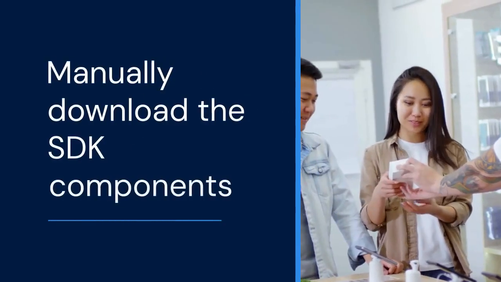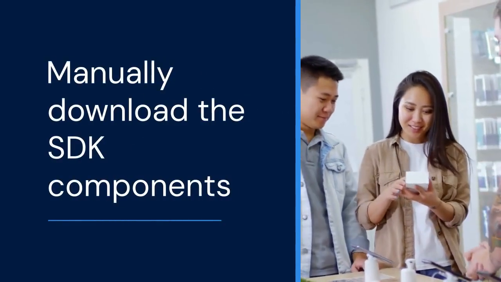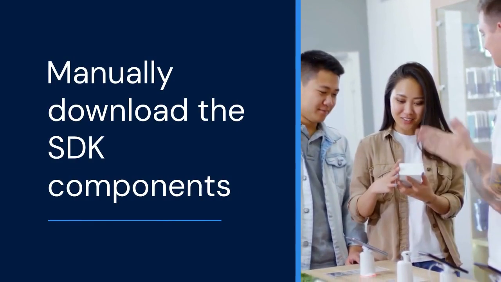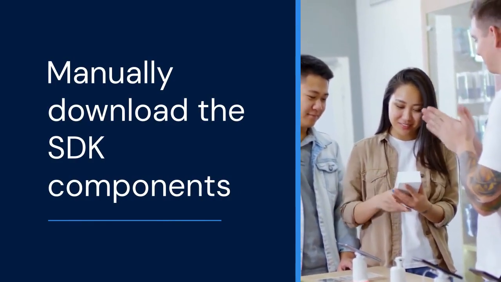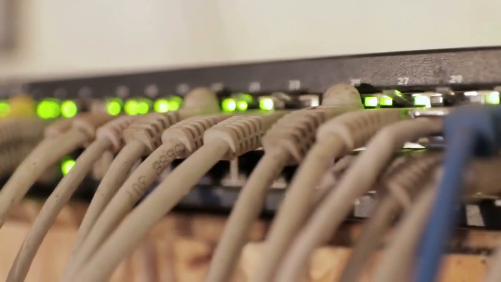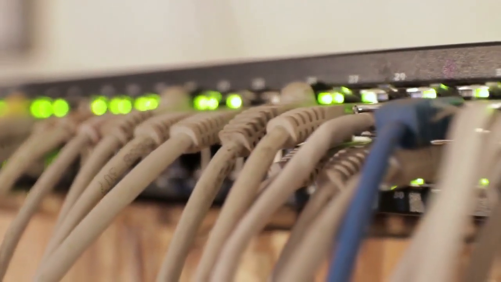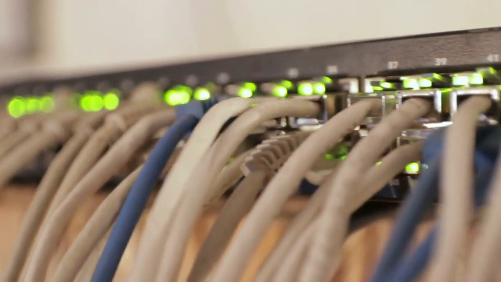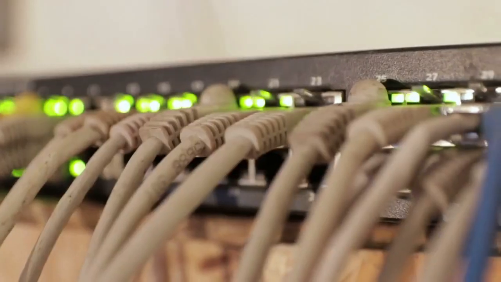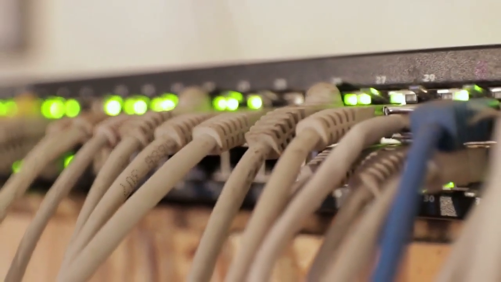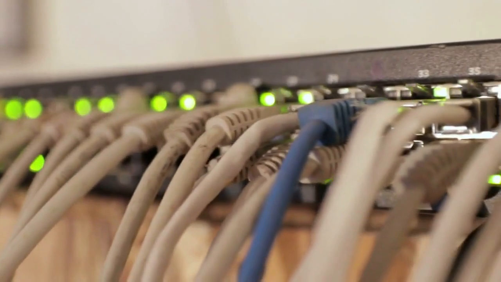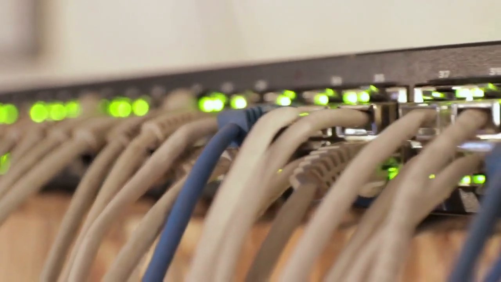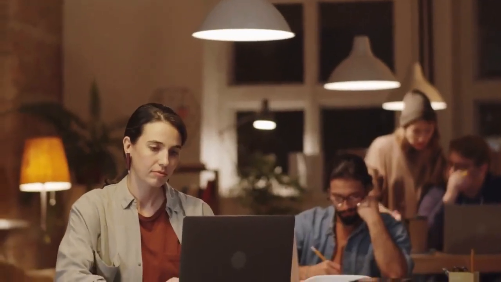Consider manually downloading the SDK components. If all else fails, you can download the necessary SDK components manually. Visit the Android developer website. Download the required SDK packages. Extract the downloaded packages to the appropriate directory. Configure Android Studio to use the manually downloaded SDK components. This method provides a workaround when the automatic download fails.